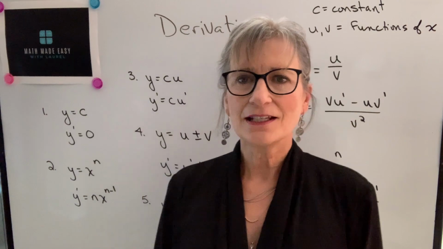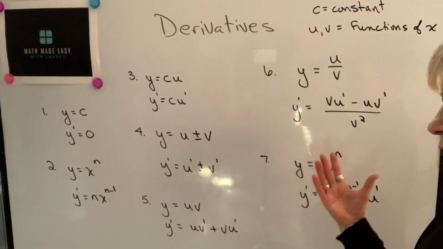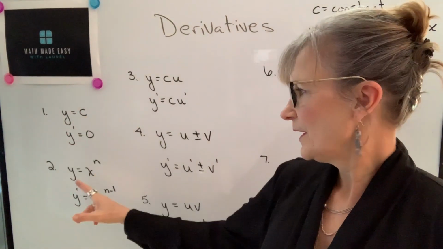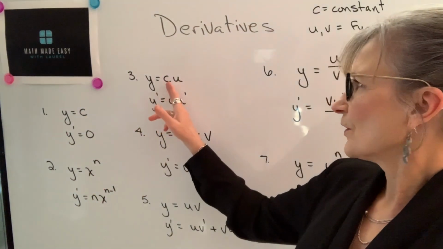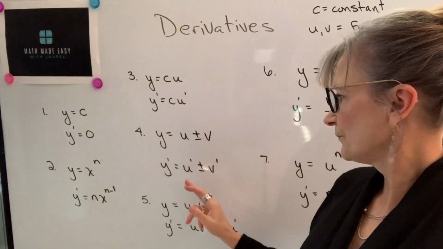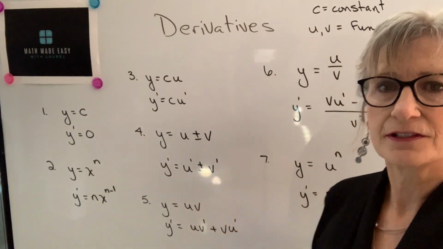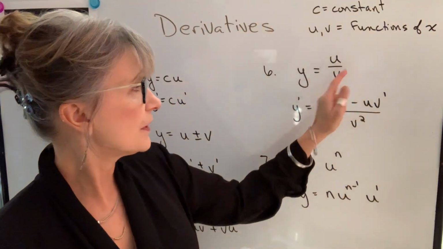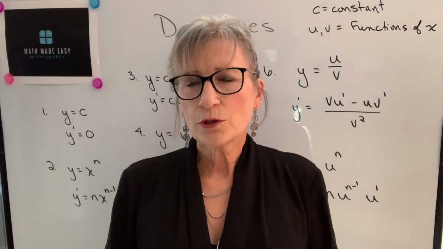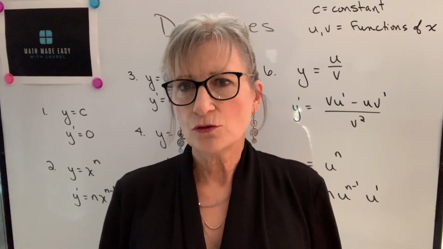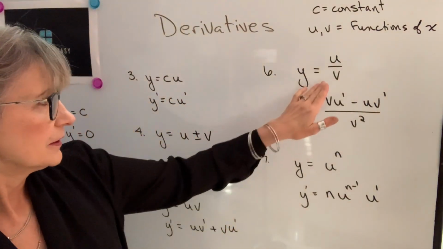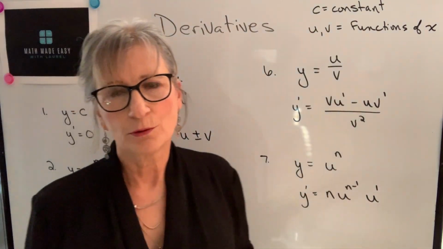So we've learned 7 rules for differentiation. We know how to find the derivative of a constant, of a power of x, of a constant times a function, a sum or difference of functions, a product of functions, a quotient of functions, and then a function raised to a power. What we're going to take a look at is using a lot of these rules together, particularly the product, quotient, and power rule.